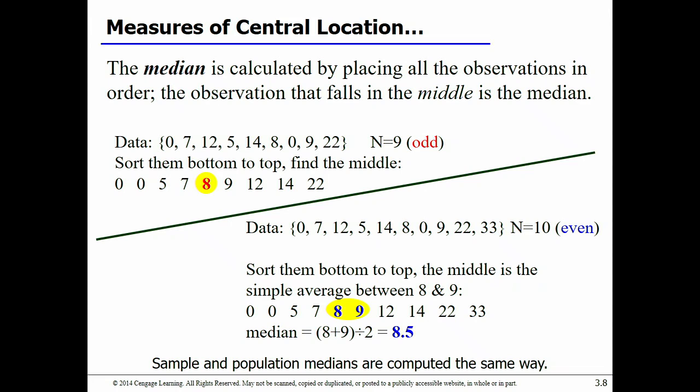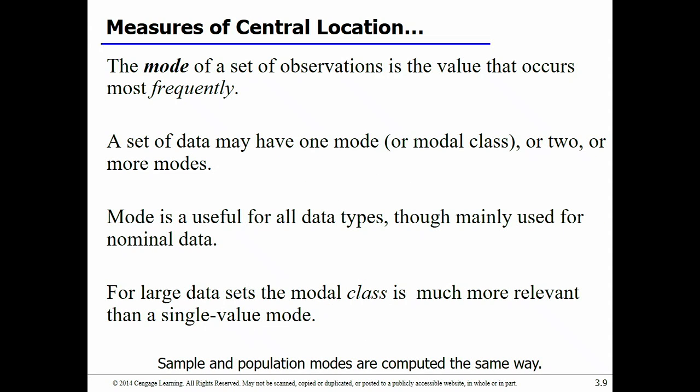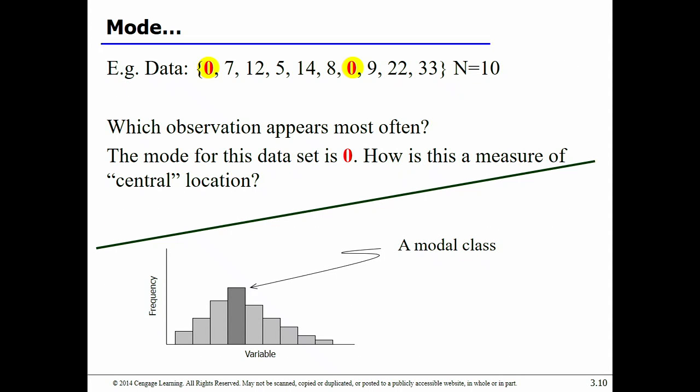Does that make sense? One thing do not forget to do when you figure out the median is to put them in order, right? Put them in order first. Put them in ascending order. The third thing that we're going to talk about in this area is the mode. Okay? The mode is a value that occurs the most frequently. So if we look at this set of data, the mode is 0 because it occurs twice. Everything else occurs once. So the mode is the thing that occurs the most frequently.